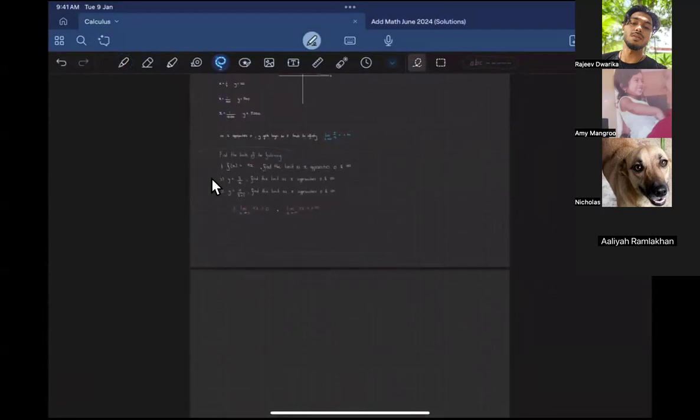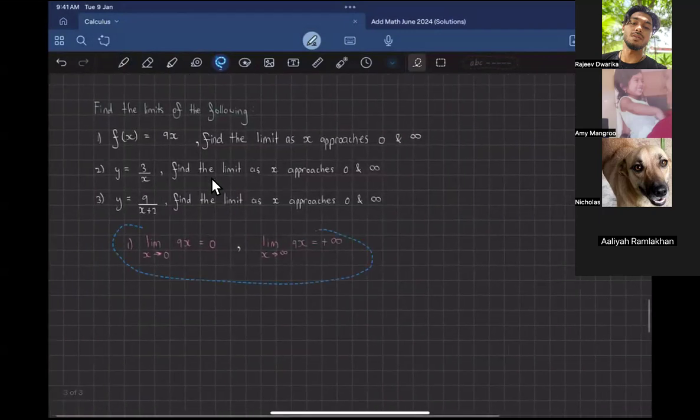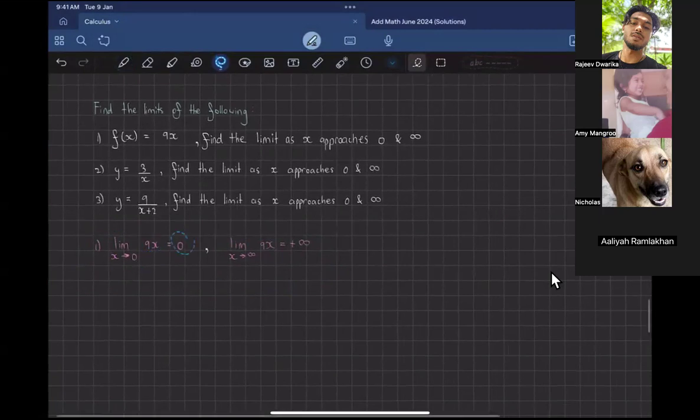Nicholas, I want you to help me go through the answers, and I want you to explain the answers to me. So for the first question, why did I say my answer was zero? As x approaches zero, why does that give us zero? Because 9x, if x is approaching zero, then how to explain this properly? X is approaching zero, so it basically is zero. So 9 times 0 is 0.